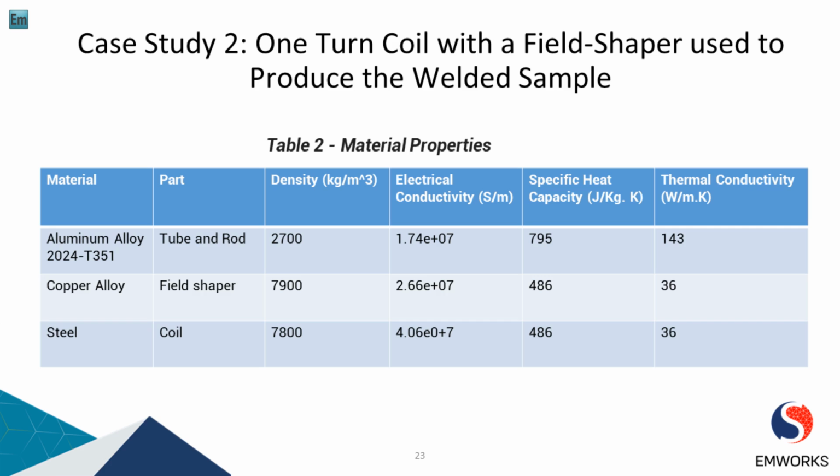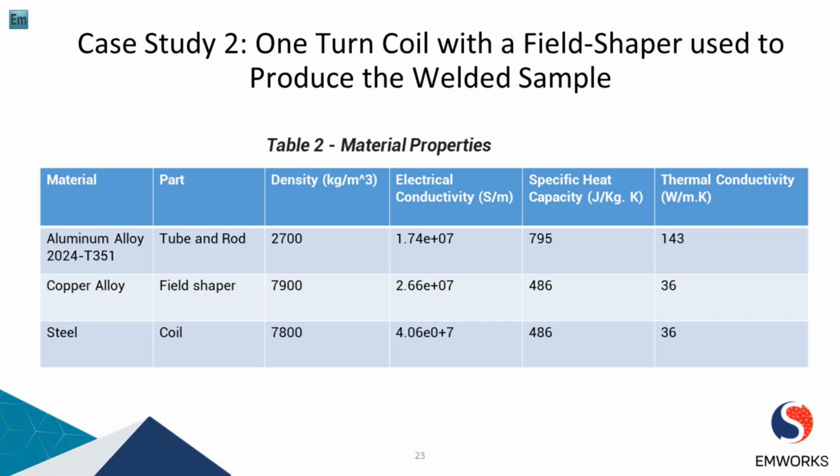Moving ahead, again, material properties are an important factor. The materials included here are aluminum alloy for the tube and rod part, copper alloy for the field shaper, and steel for the coil.